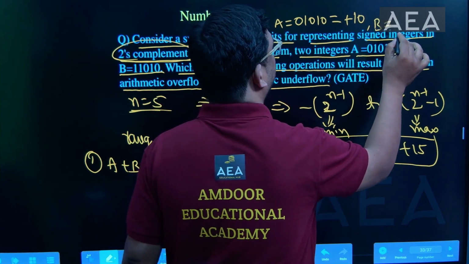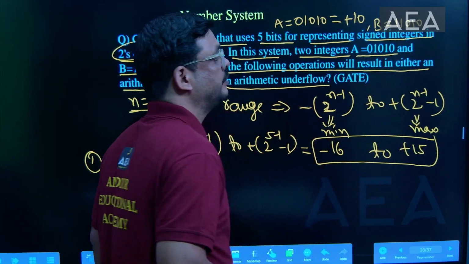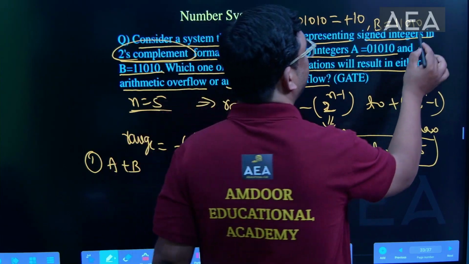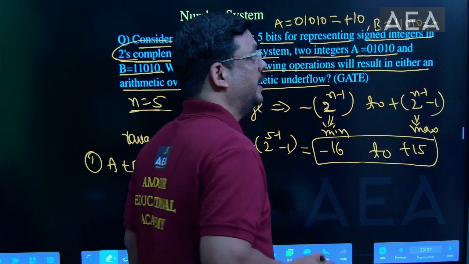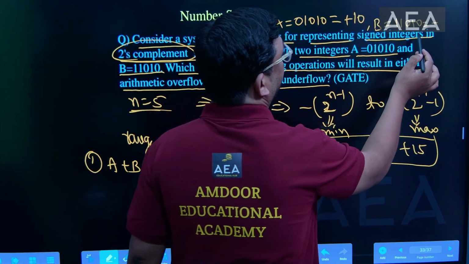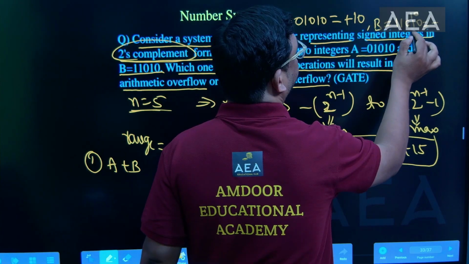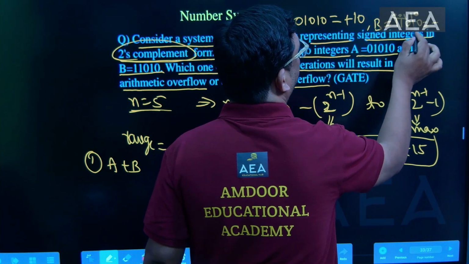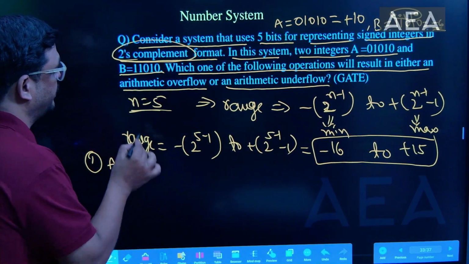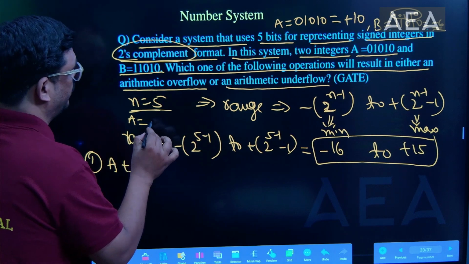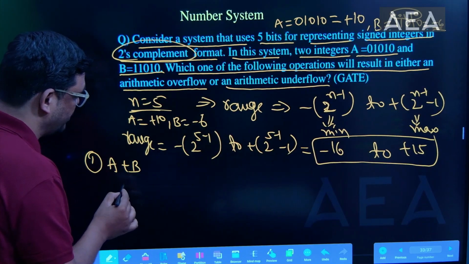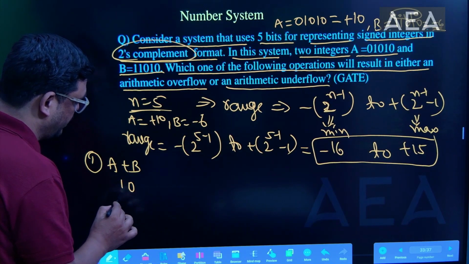And similarly, I am taking the B number. The B value is 11010. Look at the MSB bit. The MSB bit is 1, so the number is negative. Then the equivalent magnitude is given by the 2's complement of this number. The 2's complement of this number is 0 1 1 0 0? That is 6. So what is the B value here? Minus 6. So I'm writing here A is equal to plus 10 and B is equal to minus 6. First of all, I'm performing this operation A plus B, 10 minus 6.